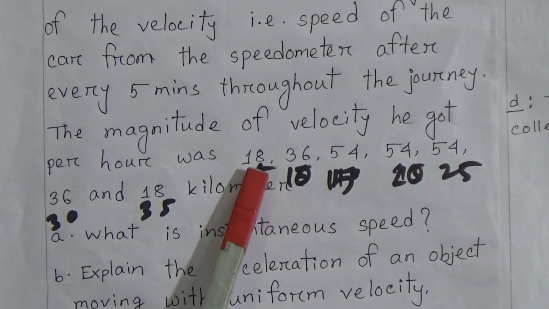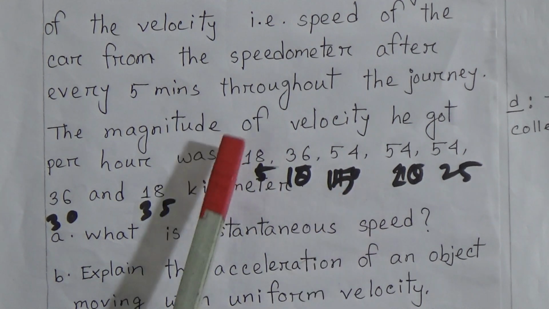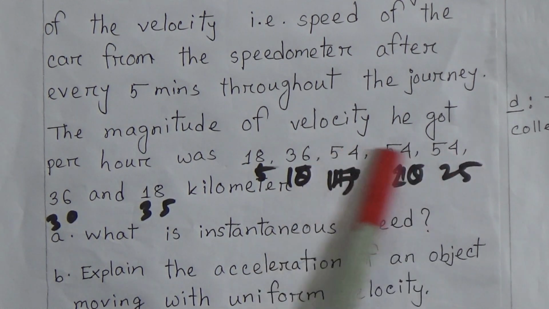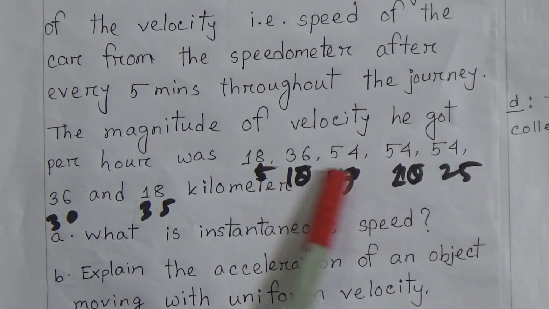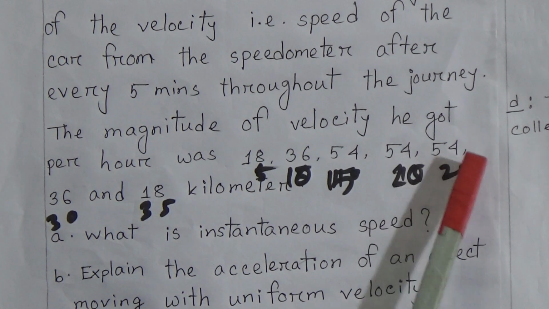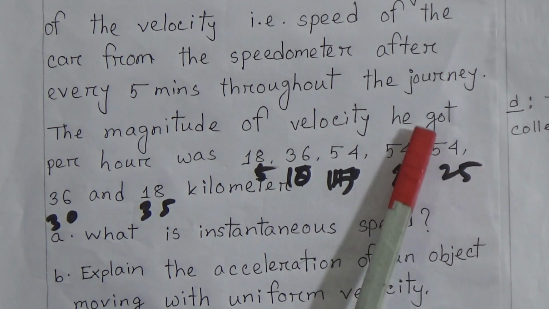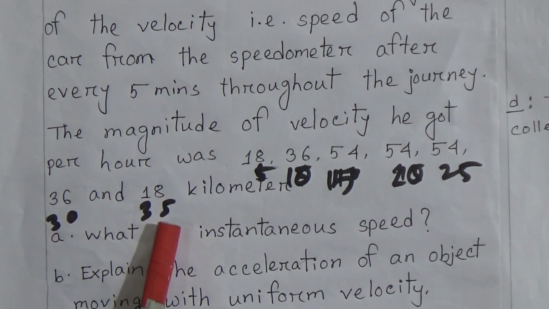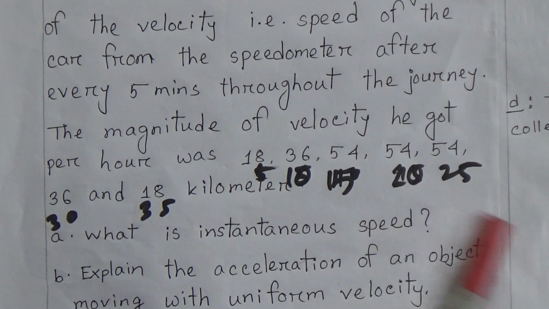So I am repeating this. After 5 minutes the velocity of the car increases, from 5 to 15 minutes. Within 15 minutes the car's velocity is uniform. This is the same velocity, that means the car is in uniform velocity, and after 25 minutes the car's velocity decreases. That means it is given 36, then 18 kilometer per hour. That means it decreases.